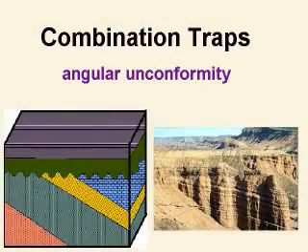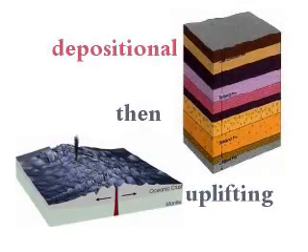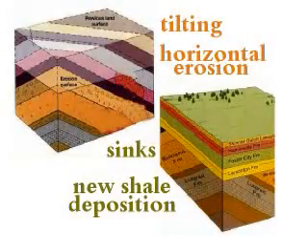In this picture, we have combination traps, commonly known as angular unconformity traps, composed of rock formations created from both deformation and deposition. First, there is deposition, then lithification into rock. Next, it is uplifted above the sea level. Then it's tilted from earthquakes or plate movements. Then there is horizontal erosion at the surface.